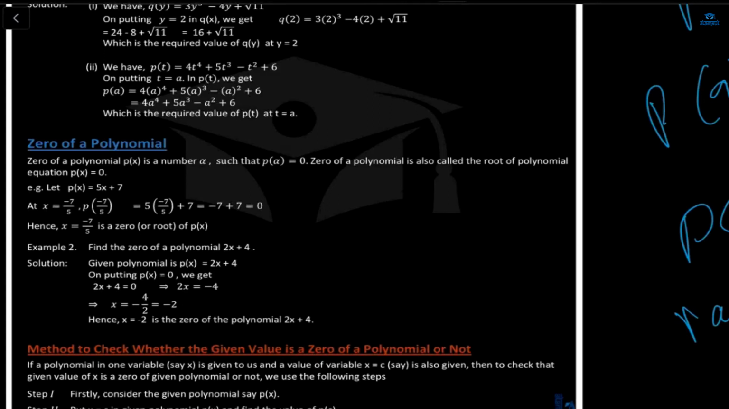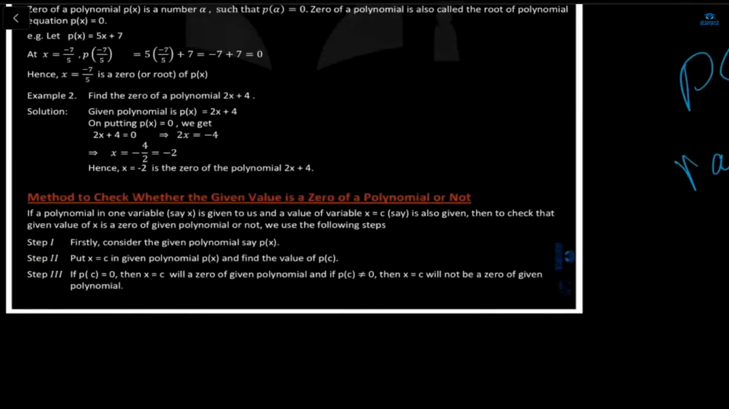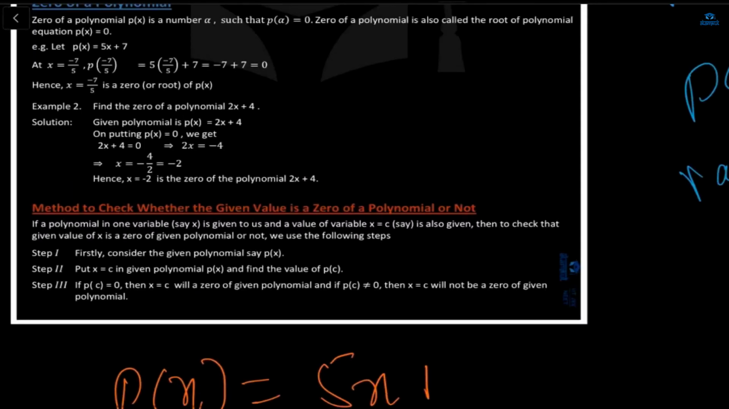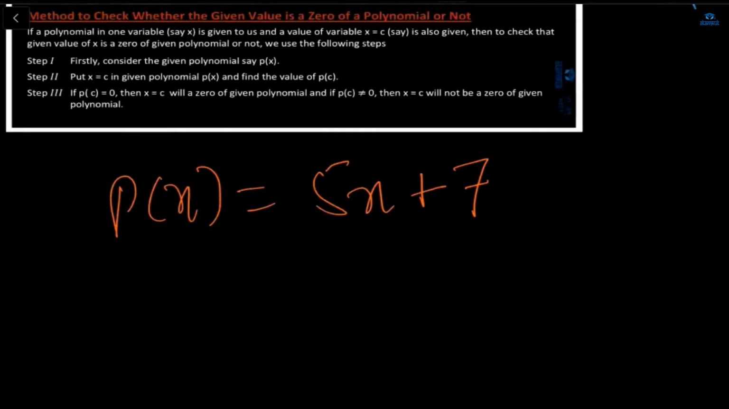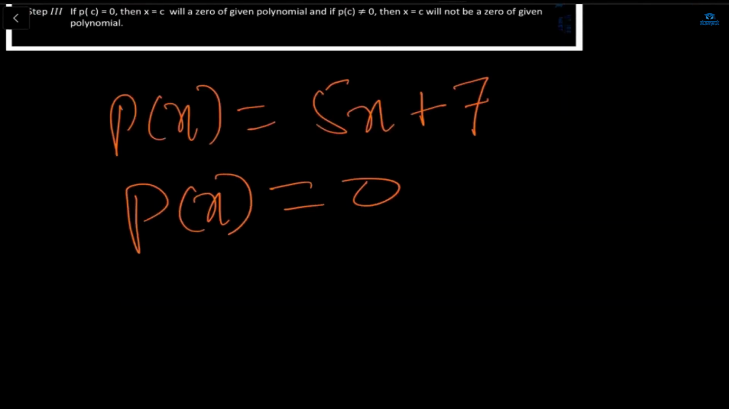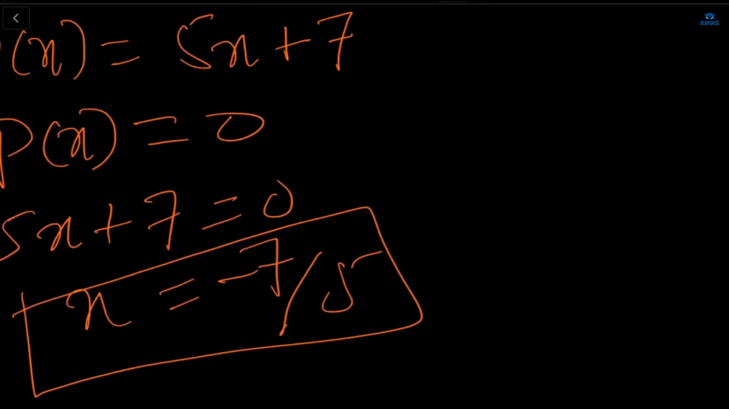For example, let's see one question and then it will be better understood. It is written here, p(x) is equal to 5x plus 7. If you need to find the zero of this polynomial, you have to equate it with 0. p(x) is equal to 0, so 5x plus 7 is equal to 0. So what will be the value of x? Minus 7 by 5. So x is equal to minus 7 by 5 is the zero of the polynomial.